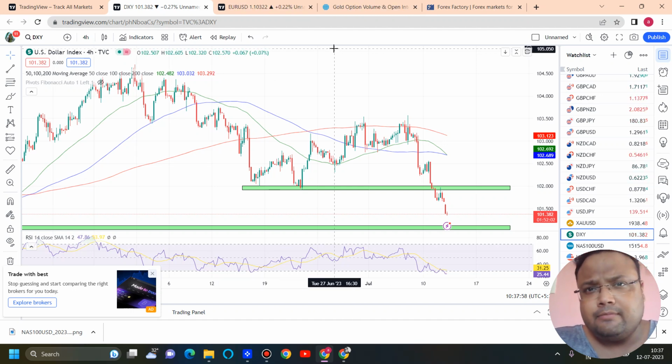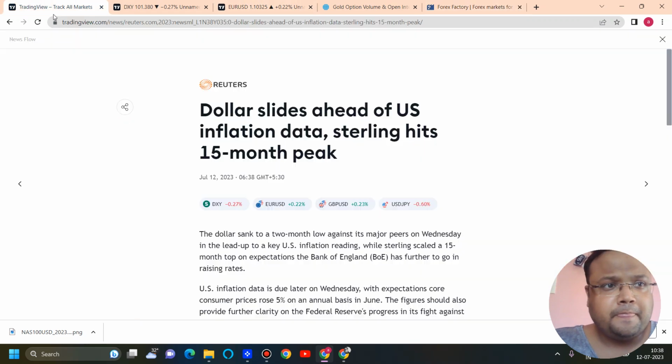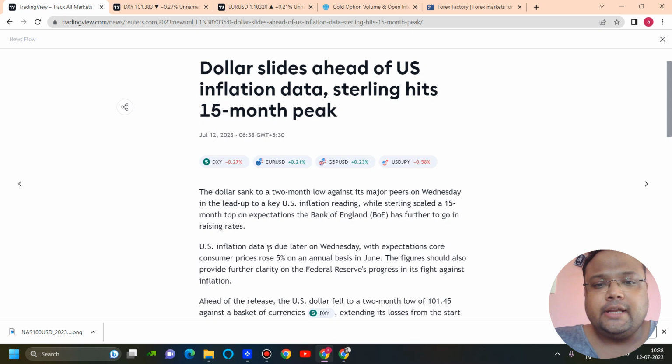And today is CPI. As a result, today is also very important for forex traders. You can see that we have a long list of events here, and among all these events, CPI is the most crucial and most important. Dollar slides ahead of US inflation data. US inflation data is due later Wednesday with expectations. Core consumer prices rose 5% on an annual basis in June. The figures should also provide further clarity on the Federal Reserve's progress in its fight against inflation.